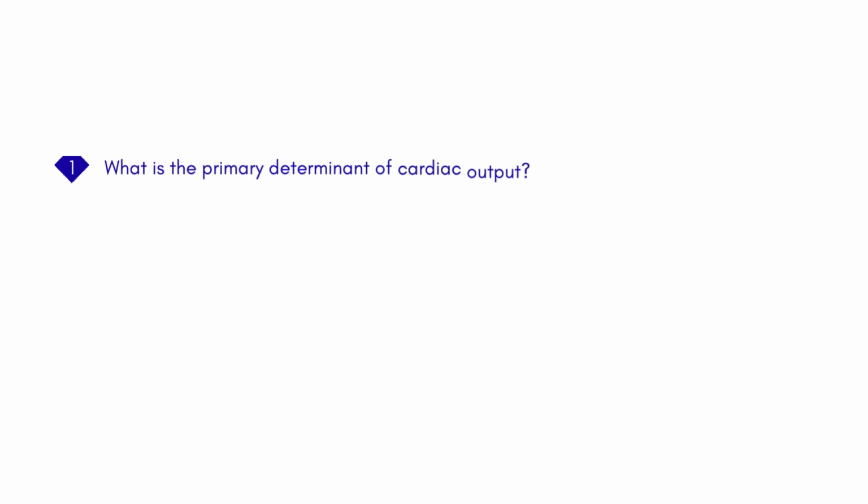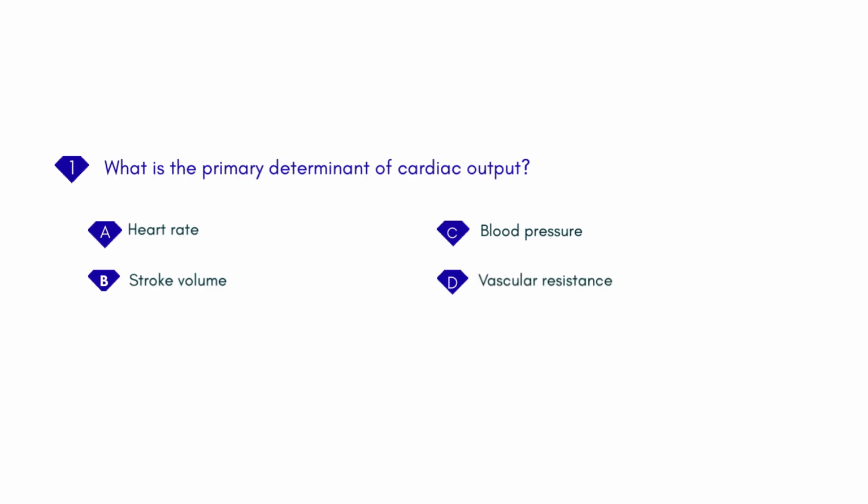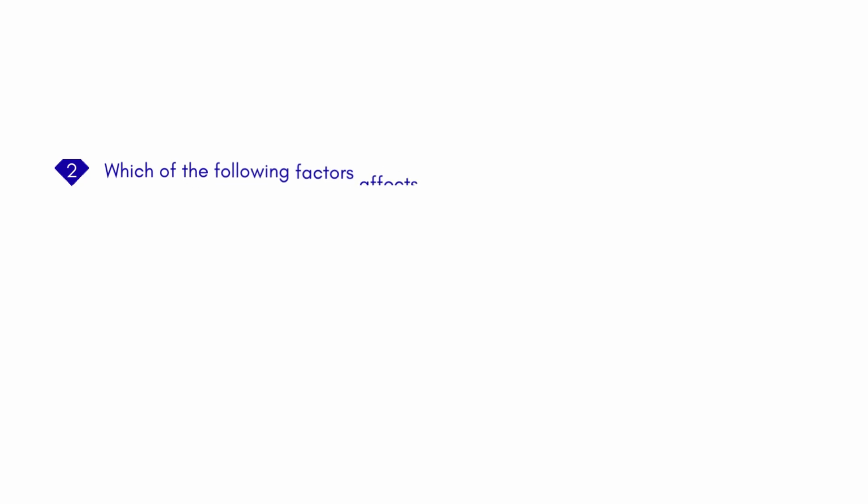What is the primary determinant of cardiac output? A. Heart rate. B. Stroke volume. C. Blood pressure. D. Vascular resistance. Answer B. Stroke volume. Which of the following factors affects stroke volume?